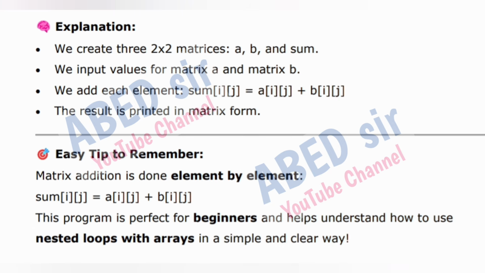We create three 2x2 matrices: a, b and sum. We input values for matrix a and matrix b. We add each element: sum[i][j] = a[i][j] + b[i][j]. The result is printed in matrix form. Easy tip to remember: matrix addition is done element by element. sum[i][j] = a[i][j] + b[i][j]. This program is perfect for beginners and helps understand how to use nested loops with arrays in a simple and clear way.